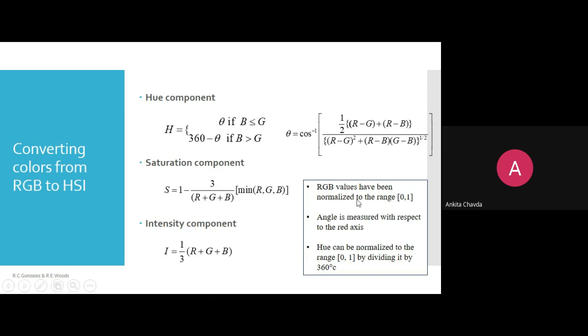So here these RGB values have been normalized to the range 0 to 1. The angle is measured with respect to the red axis only, and H can be normalized to the range 0 to 1 by dividing it by 360 degrees. This is what we are doing, right? Just as we divide minutes into 60, that is the standard. Degrees are from 0 to 360 only. If you say 420 degrees, you have to convert it into normalized form, that is 420 minus 360. That degree only you are considering, right?